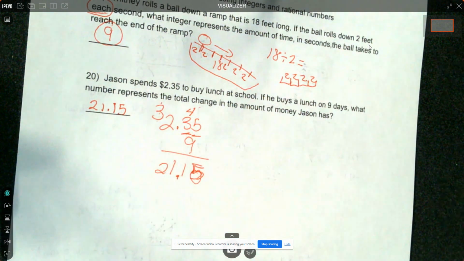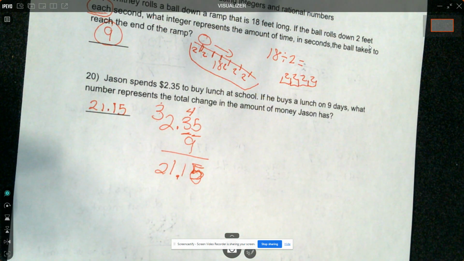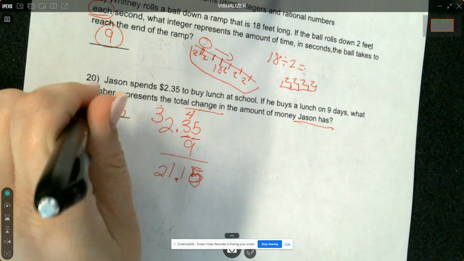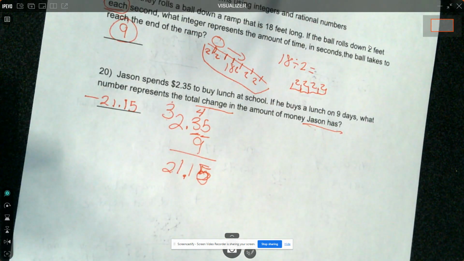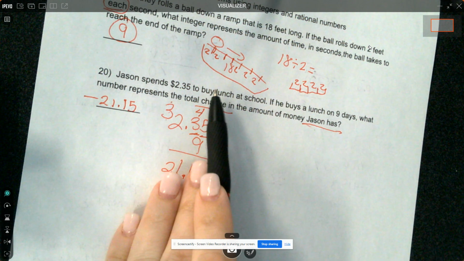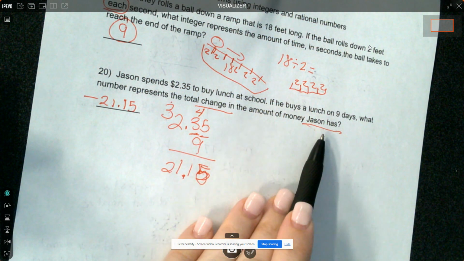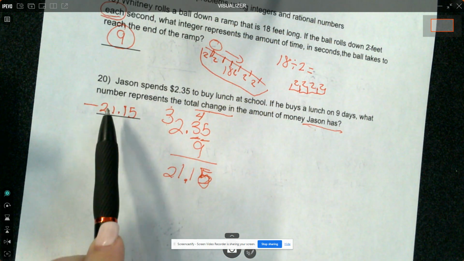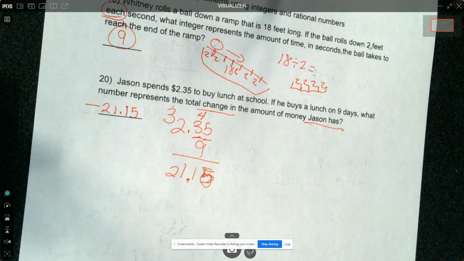21.15. Is that my final answer? No. You know why? Because it's the total change amount, and they're taking away his money, so it's negative. Exactly. It's not asking me for how much money he spends. It's asking me for how much money he has, or what's the change in the amount of money he has. And the money that he has would go down by 21.15. Does that make sense? Okay.